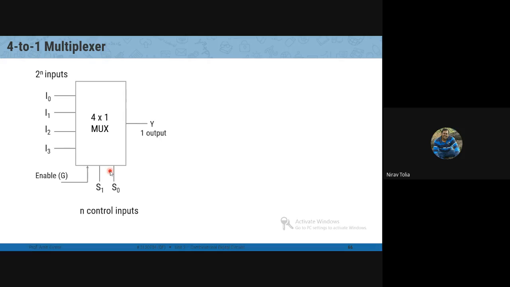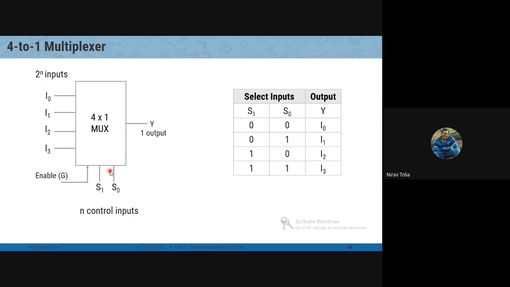Now it is a 4 cross 1 mux, which has 4 inputs and 1 output. Which input comes to the output is selected by the select lines. We have two select lines S0 and S1. So let us make a truth table. This is the truth table of a 4 cross 1 multiplexer.